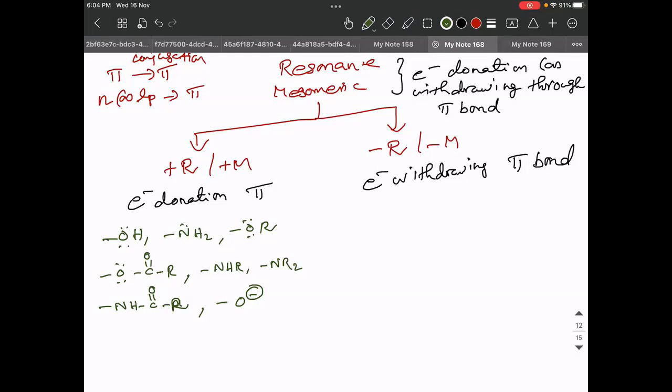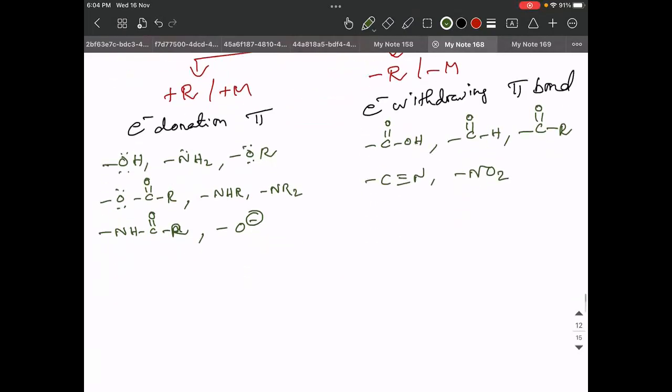Suppose these groups are present, when the group has a multiple bond: COOH, C double bond OH, then C double bond OR, and C triple bond N, and NO2 plus. So these are the groups which give the minus effect.